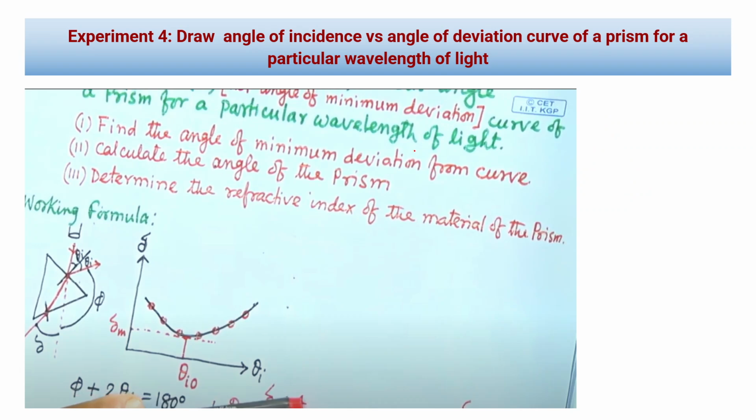The fourth one, experiment 4, is where we wanted to draw the angle of incidence versus angle of deviation curve. This is the plot that we wanted to get, again using a spectrometer and a prism, where by varying the angle of incidence, we measure the deviation we get, as in previous experiments. Now we wanted to plot those things.